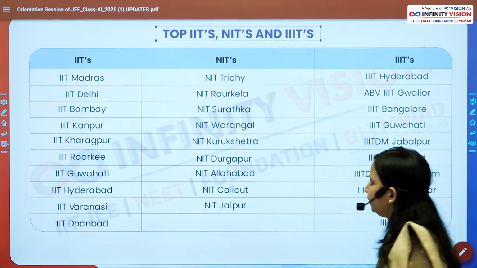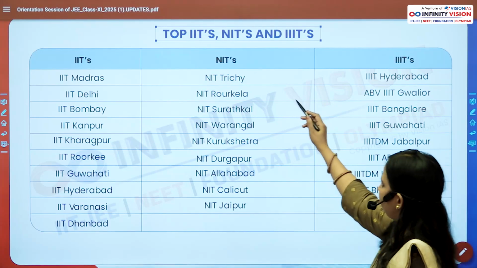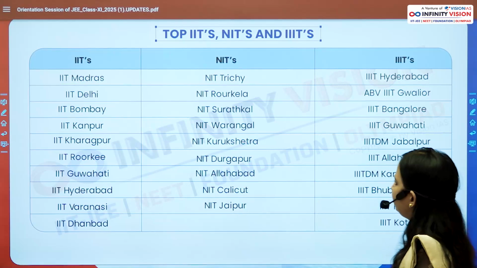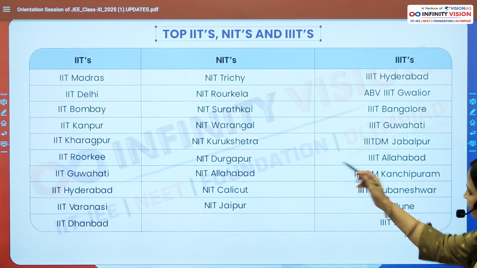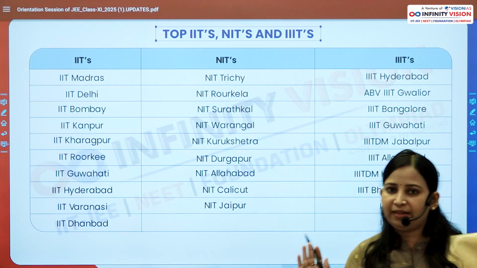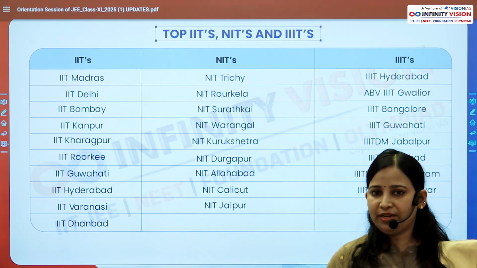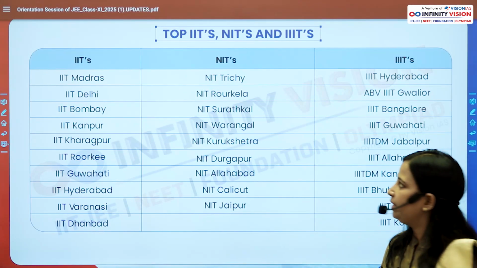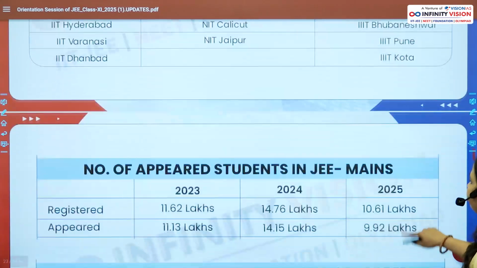Similarly NITs, if we look, then NIT Trichy, NIT Rourkela, NIT Surathkal and NIT Warangal are the topmost. NIT Kurukshetra as well. And if we see triple IITs, then Hyderabad, triple IIT Gwalior, triple IIT Bangalore, triple IIT Guwahati and triple IIT DM Jabalpur. These are the top triple IITs. So if you are scoring very well in JEE Advanced, you will get admission in top colleges of IITs, NITs and triple IITs.